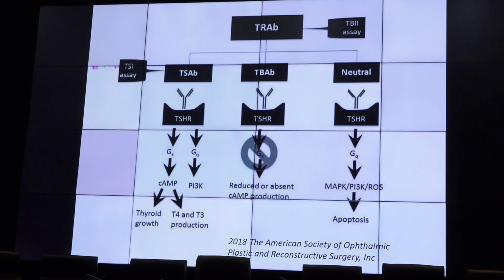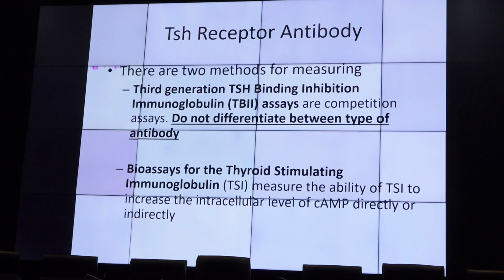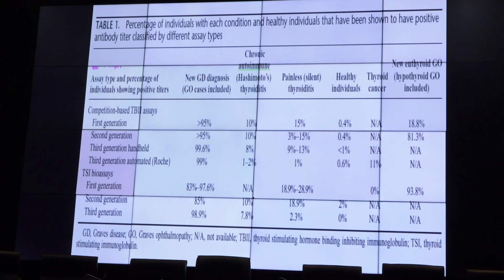So what we need to remember, we just don't need to go into the details, is that TRAP antibodies need to be measured and they are easily available, and there are 2 methods available. The one which is important for us is the 3rd generation TBI assays, which are generally available. The Metropolis lab does it, but they do not differentiate the type of antibody. They do not say whether it is a thyroid stimulating antibody or a thyroid inhibiting antibody. And the bioassays are usually not available, they are at the institute level.